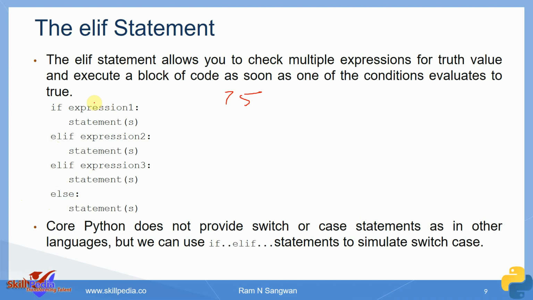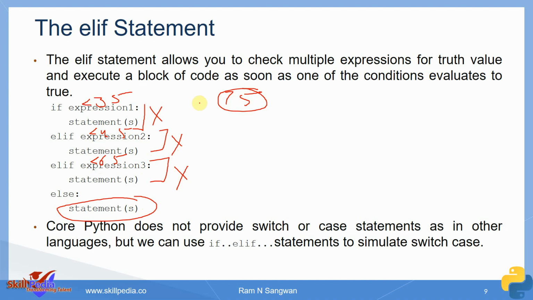I am giving here: if marks are less than 35, else if marks are less than 45, else if marks are less than 65, else. So which one will be executed? If marks are less than 35, less than 45, less than 65. Will this be executed or not? No, because your marks are 75, assuming that your marks are 75. So this will not be executed. This will be executed if less than 45, so this will not be executed. Less than 65, so this will not be executed. Only the else will be executed, because none of the three conditions are true.